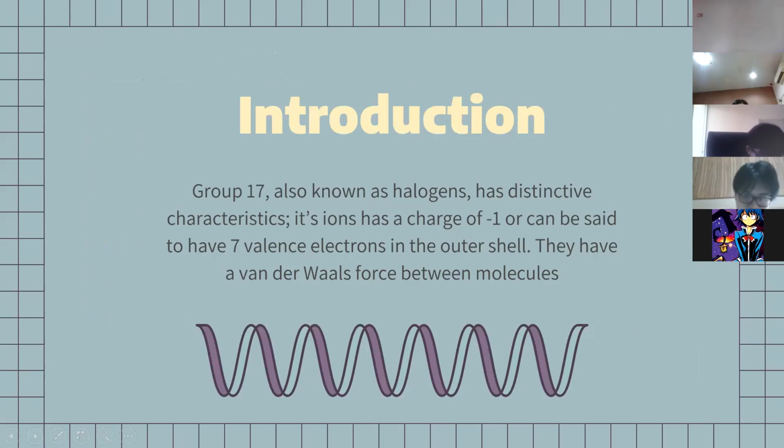So group 17 is also called the halogens. The element ions have a charge of -1 and 7 valence electrons. The elements have a force called the van der Waals force between the molecules.